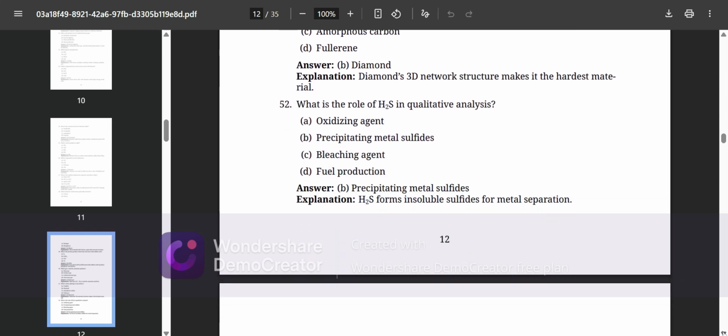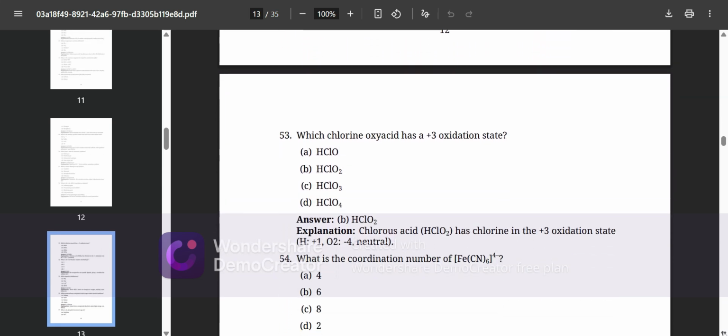What is the role of H2S in qualitative analysis? Precipitating metal sulfides. H2S forms insoluble sulfides for metal separation. Which chlorine oxyacid has a +3 oxidation state? HClO2, chlorous acid. HClO2 has chlorine in the +3 oxidation state. H is +1, O2 is -2, neutral.